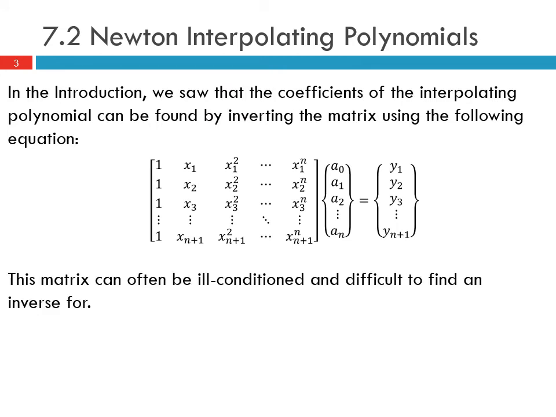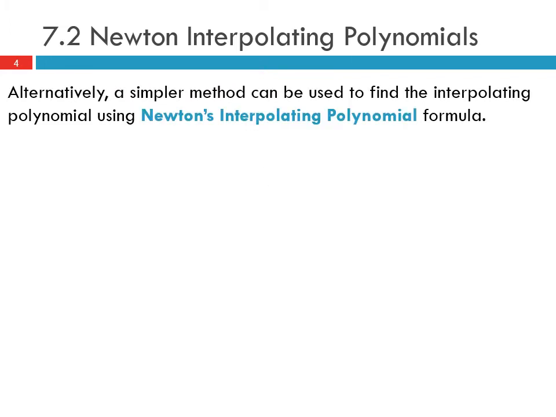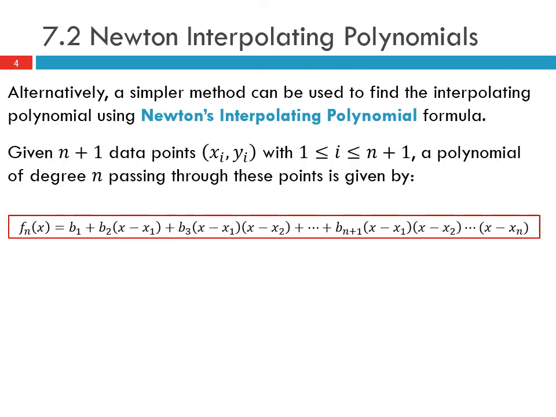This matrix can often be ill-conditioned and difficult to find an inverse for. Alternatively, a simpler method can be used to find the interpolating polynomials using Newton's interpolating polynomial formula. Given n plus 1 data points of the form xi, yi, where i goes from 1 to n plus 1, a polynomial of degree n passing through these points is given by the expression shown here.